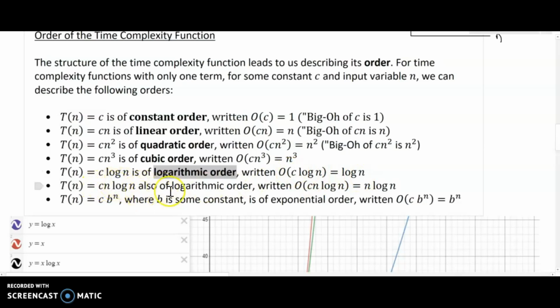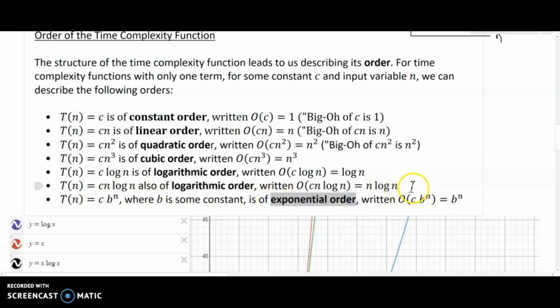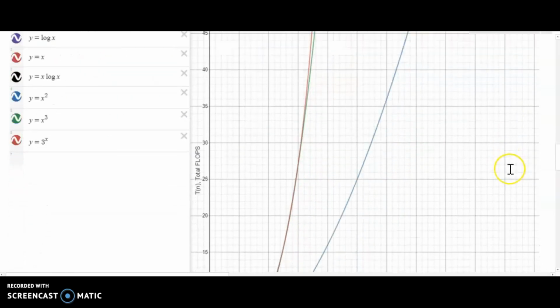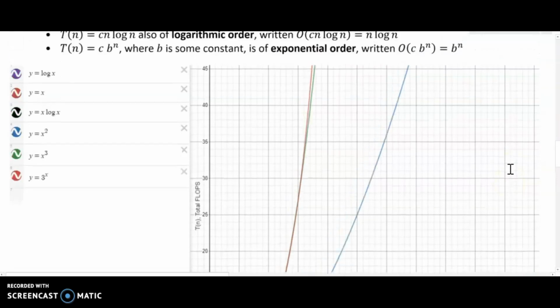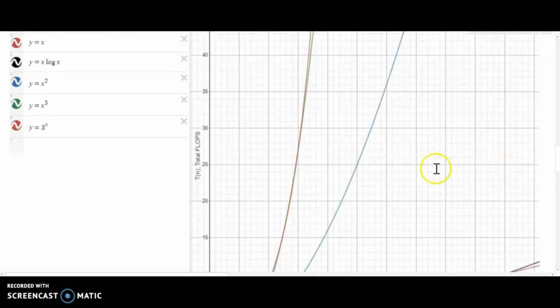C times n log n, I guess we could call this linear logarithmic order, but we'll just refer to it as logarithmic order, and it's written big O of c times n times log of n is n log n. Again, removing the constants. Here you could have something like 3 times 2 to the n, that's exponential order. And we write big O of c times b to the n is b to the n. So what I've provided down here is a graph of these various functions.